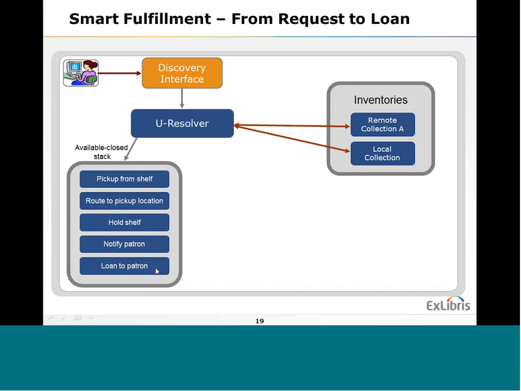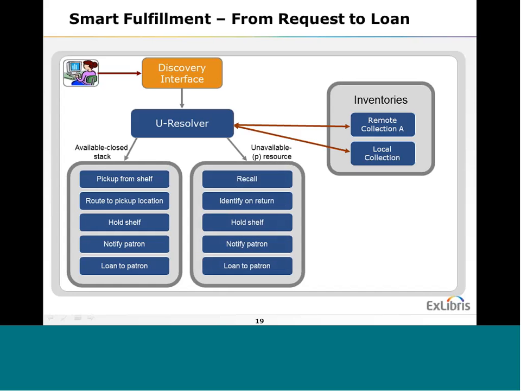Now, what happens if the item is not on the shelf? What if it's on loan to another patron? In legacy systems, you'd need to place an entirely different kind of request for that scenario. In Alma, though, it's a branch of the same physical item request workflow that we just did. It just creates a different step, but it's all within the same workflow. So here's an example of that workflow. Step 1, recall the item. Step 2, identify on return.